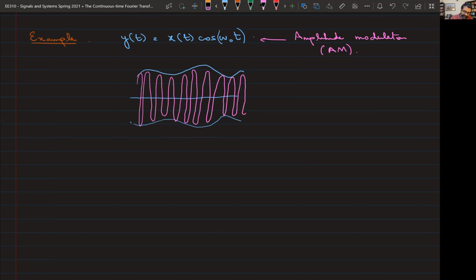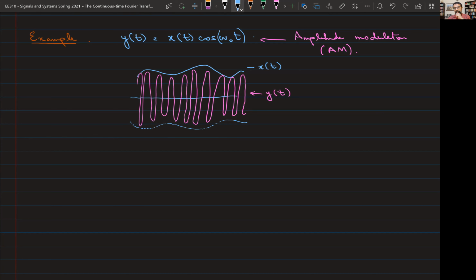Right, so this blue thing is x of t, and this is y of t, right? And this blue thing here at the bottom is not necessarily x of t, it is only drawn to show the envelope. Right, so this is how you do amplitude modulation.